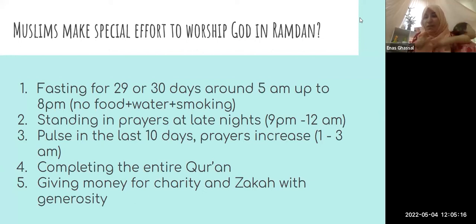Because of the full month of Ramadan, Muslims make a lot of effort to worship God in Ramadan. So here are the most things that we do. Fasting for 29 or 30 days, from around 5 a.m. to 8 p.m., around that time. It keeps changing daily. But when it comes to Ramadan, this is a long time for us to do. And then we stand all night praying from 9 p.m. to 12 a.m. Some people choose different timing, but these are the basic things that we do in Ramadan.